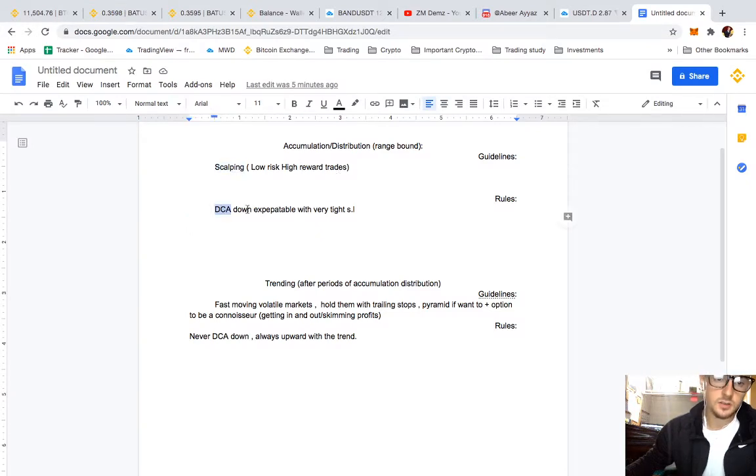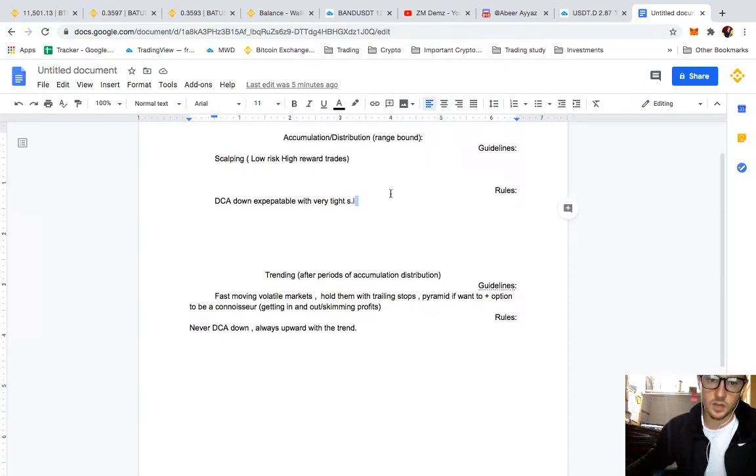You dollar cost average down, it's acceptable with a very tight stop loss. Very tight stop loss. So that's where you wash the order book. If you even want to trade, if you like to trade, then this strategy is for you. You probably would use a lot of leverage at the bottoms of a range.